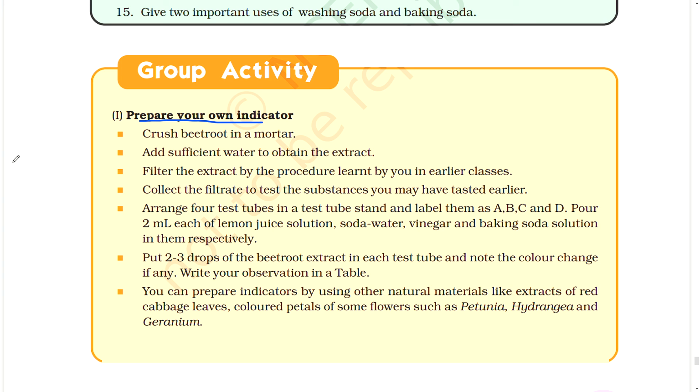Pour 2 ml each of lemon juice solution, soda water, vinegar and baking soda solution in them respectively. Put 2 to 3 drops of the beetroot extract in each test tube and note the color change, if any. Write your observation in a table. You can prepare indicators by using other natural materials like extract of red cabbage leaves, colored petals of some flowers such as petunia, hydrangea, and geranium.